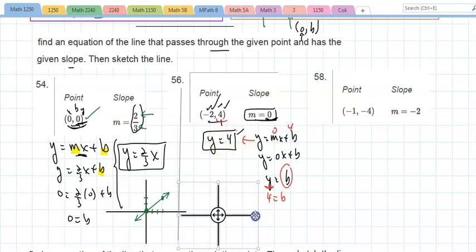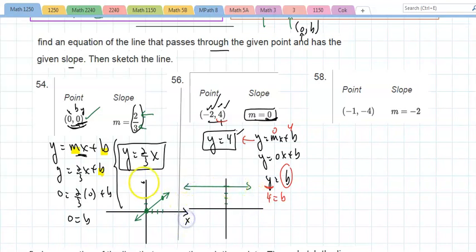As far as the graph is concerned, it's fairly simple. All you have to do is go up 1, 2, 3, 4, draw a horizontal line at y equal 4, and there it is. Make sure you label the x and the y. And if you don't really mark those, I assume it's a 1, each one of those.